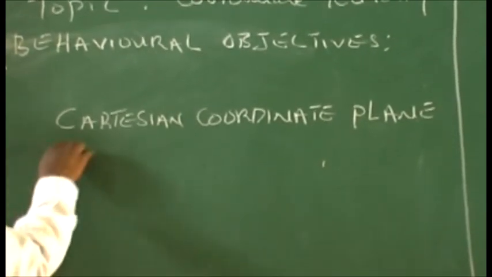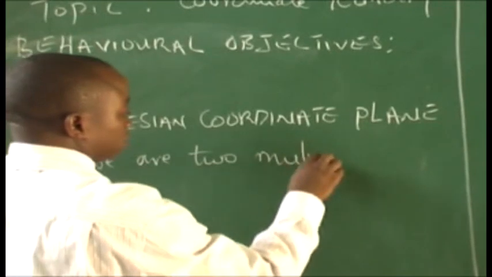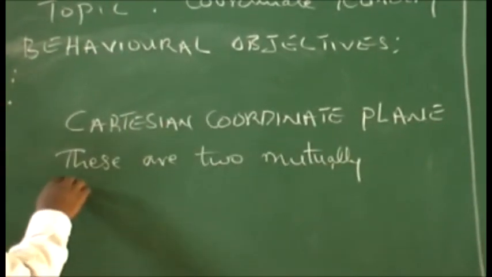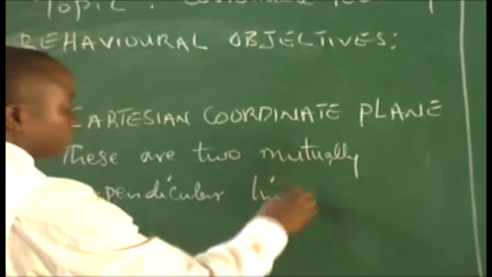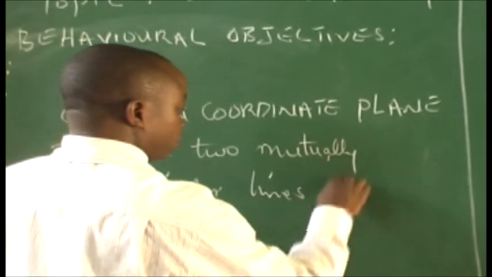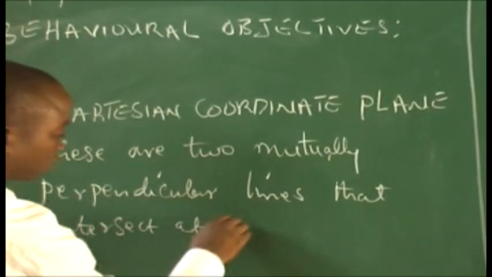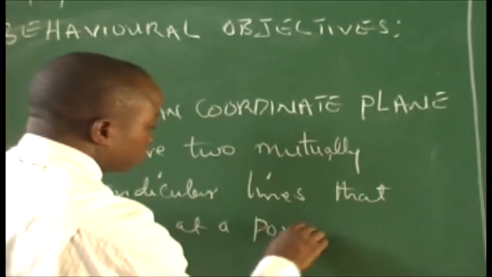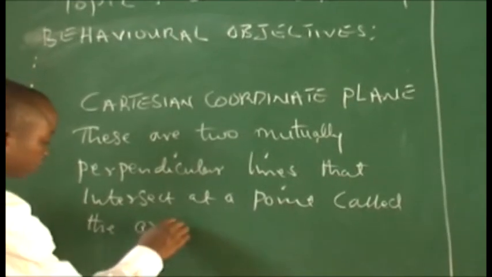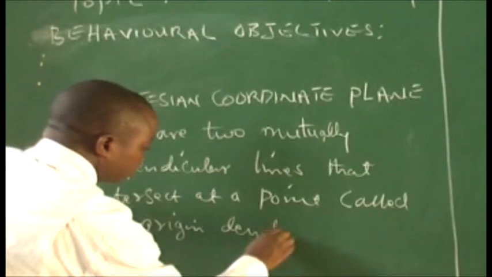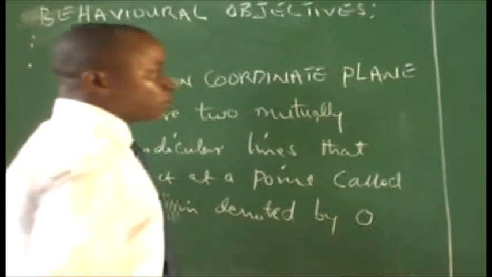We want to define it. These are two mutually perpendicular lines that intersect at a point called the origin, denoted by letter O.